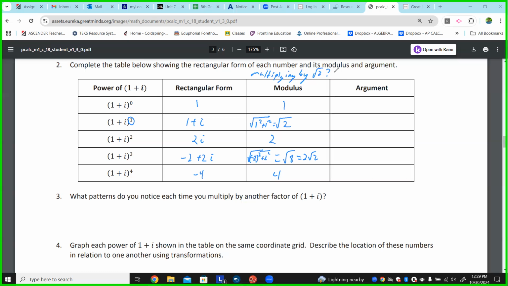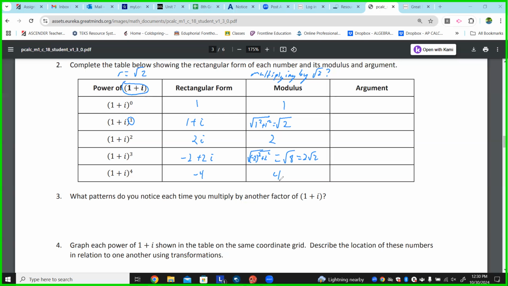How do we find dilations? It's on your test. What about a unit vector? It's the distance formula. It's the modulus, right? What is the modulus of 1 plus i? Square root of 2.